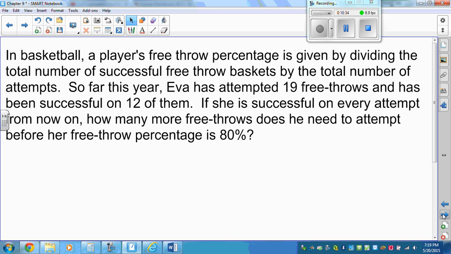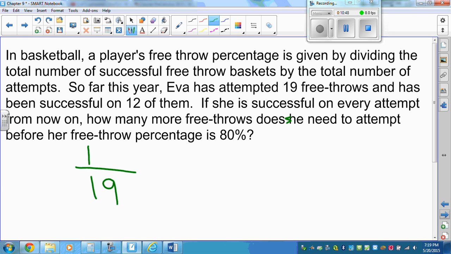Okay, so maybe Eva's not sure of their gender. Actually, I'm just going to make her a she. Okay, so she's done 19. She's gotten 12 of them. How many more does she have to do to get an 80%?